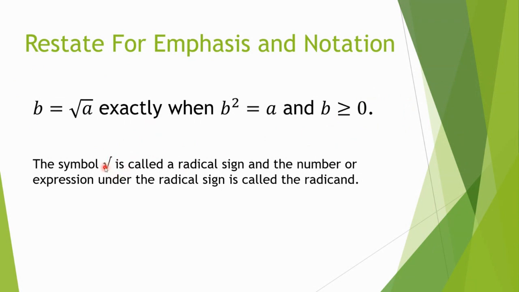And this symbol here, right, almost looks like a check mark. This is what they call a radical sign. And what you're taking the square root of, so in this case, the A, that's called the radicand. This is just terminology people use, so it's vocabulary for us. So this symbol here is a radical sign, and what's under it, number or expression, is the radicand.